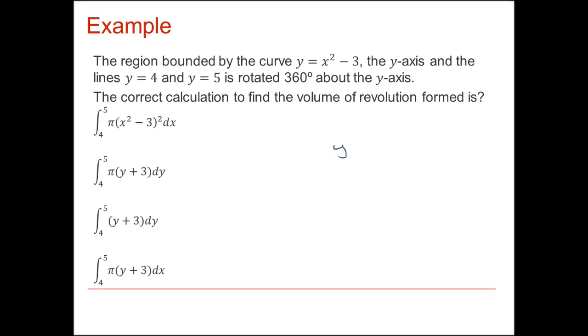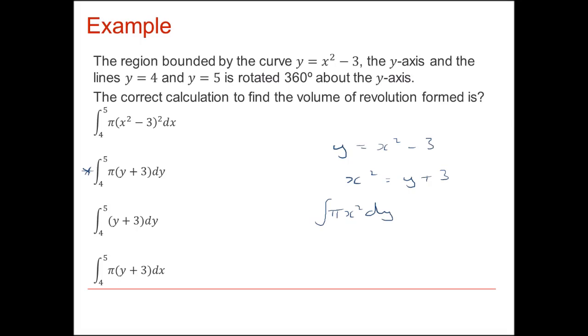Well, we know that y is equal to x squared minus 3, and therefore x squared is equal to y plus 3. And as we want the integral of pi x squared dy, then we can see that the correct one is the second one down. And we might consider why the others are incorrect.